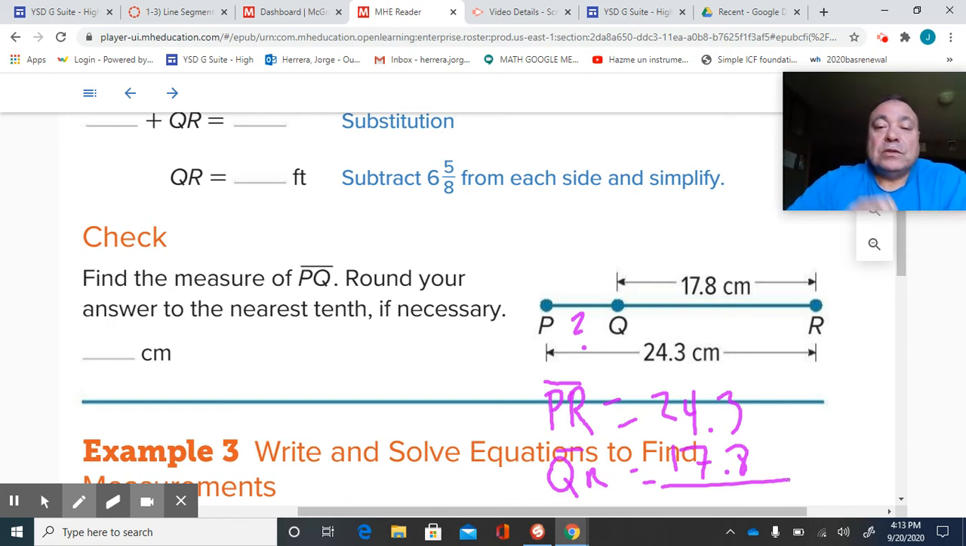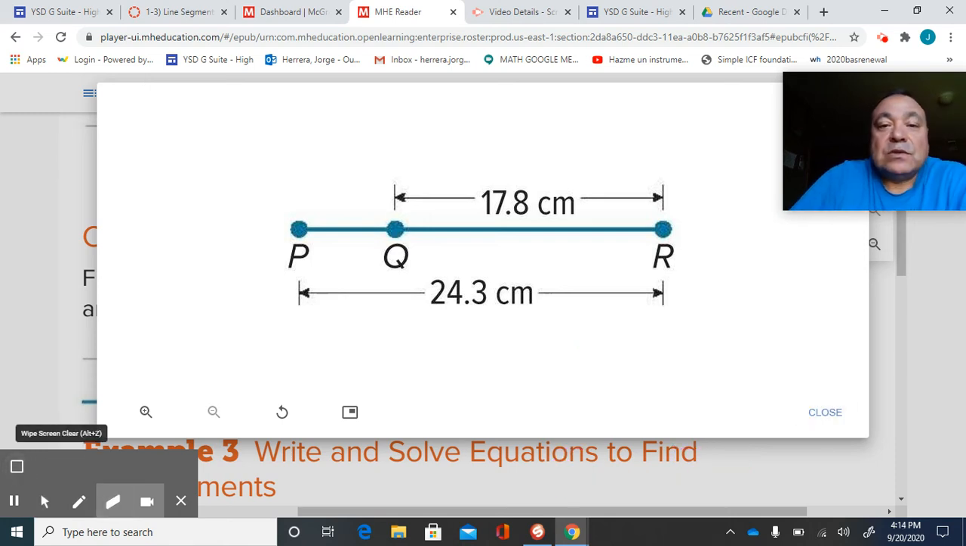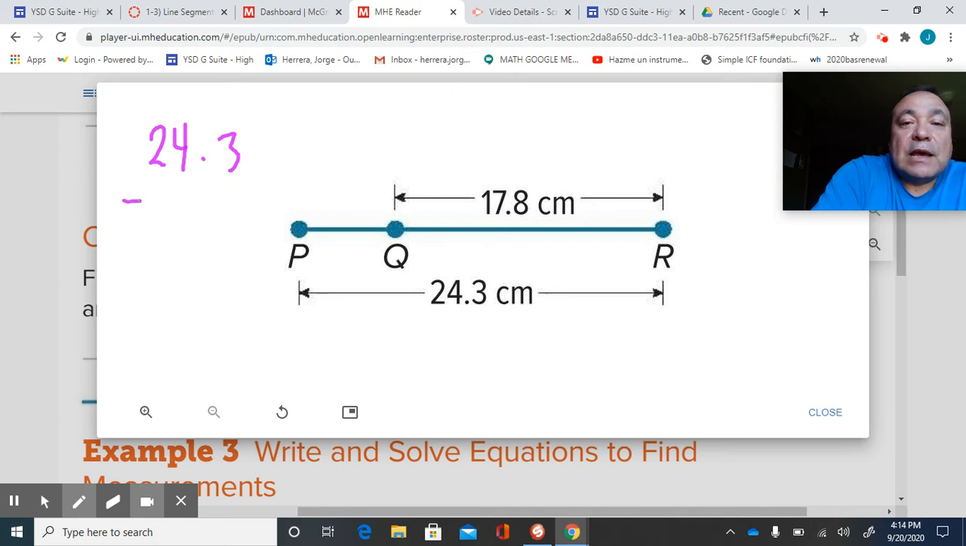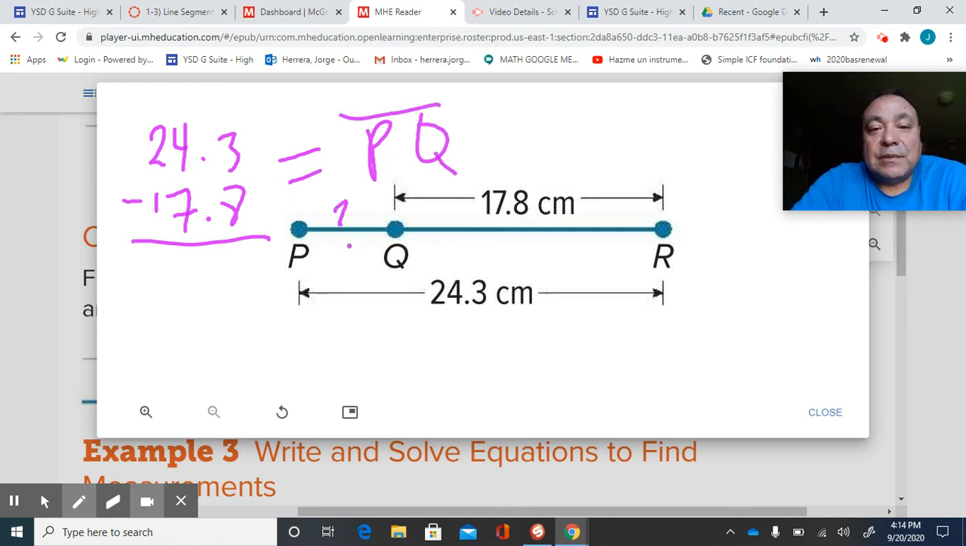If I was to subtract that, let me erase that just a little bit now that I know that. So we said that we were going to say 24.3, we're going to subtract 17.8. And this would equal PQ, the segment PQ, or this one right here. See that? That's the one that we need.